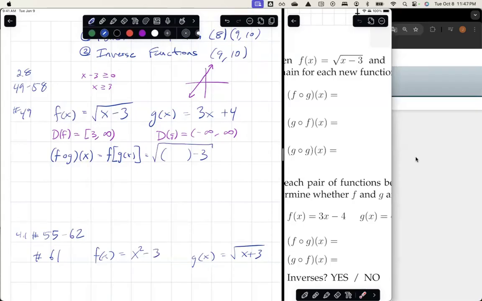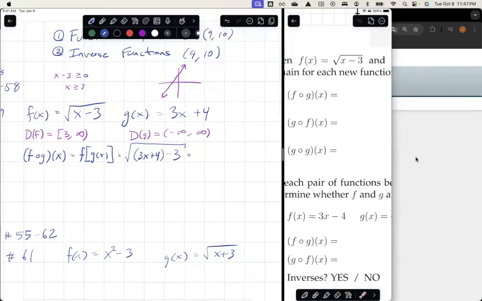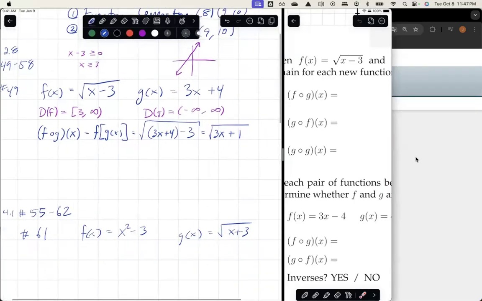But we're not going to put x here since it's not f of x that we're dealing with now, but it's f of g of x. So we're going to plug in g of x into f. And so our new function is the square root of 3x plus 1. There is our composition function, the square root of 3x plus 1. That's not too hard to find.